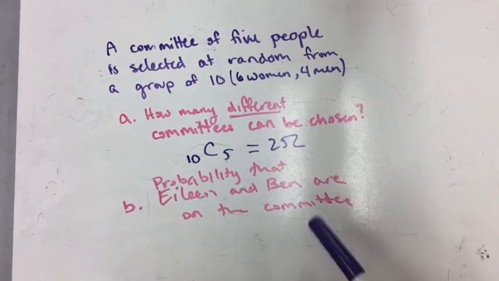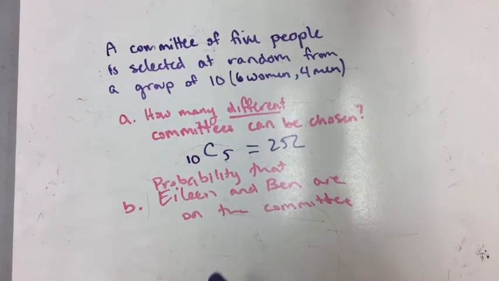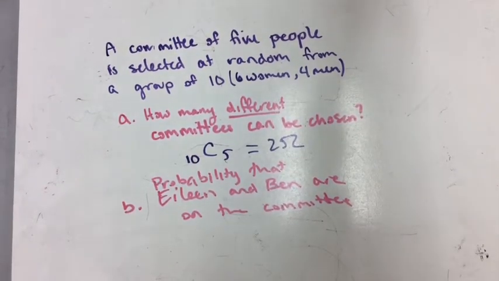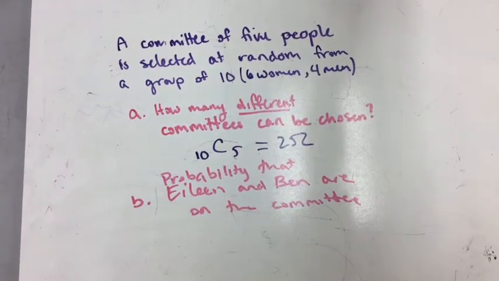Next question asks, what's the probability that Eileen and Ben are on the committee? Okay, part B asks, what's the probability that Eileen and Ben are on the committee? This means we have to think how many Eileens are there. There's only one Eileen. So what we're going to do is, there's 1, and we're going to choose one of them.